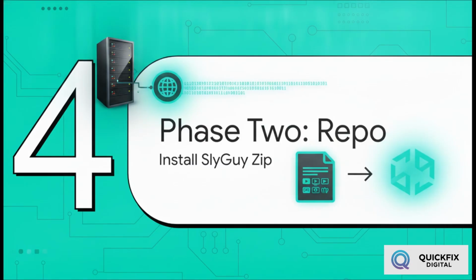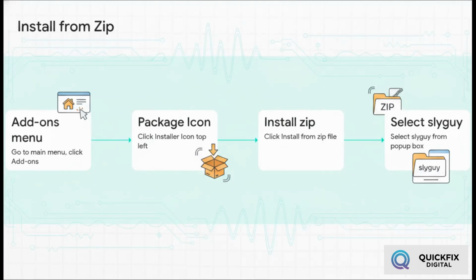All right, Section 4, Phase 2, Repository Installation. Let's install the SlyGuy zip file. So, back out to your Kodi main menu and click on the Add-ons tab. You'll want to hit the Package Installer icon. It looks like a little open cardboard box up at the top left. Then choose Install from Zip File and select the SlyGuy source folder that we literally just created.